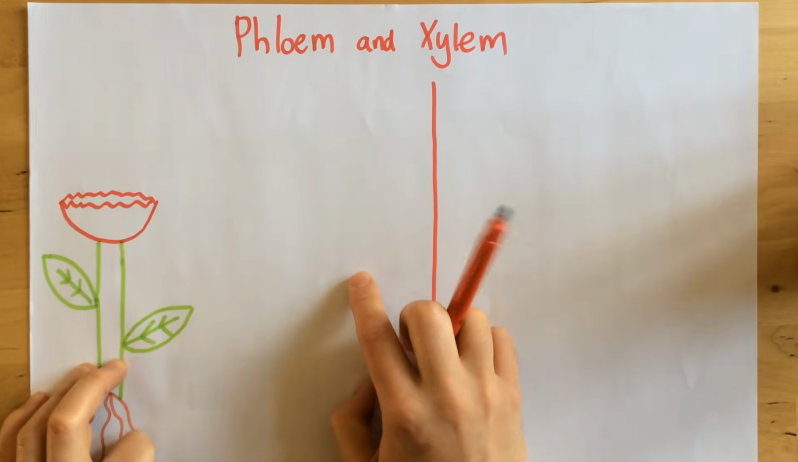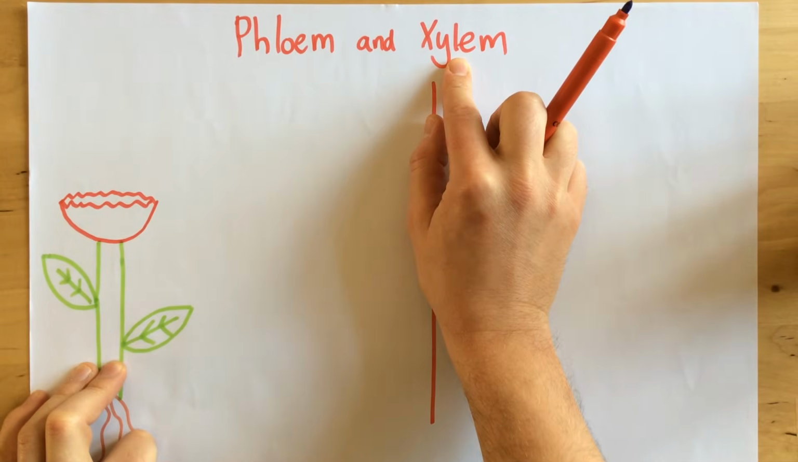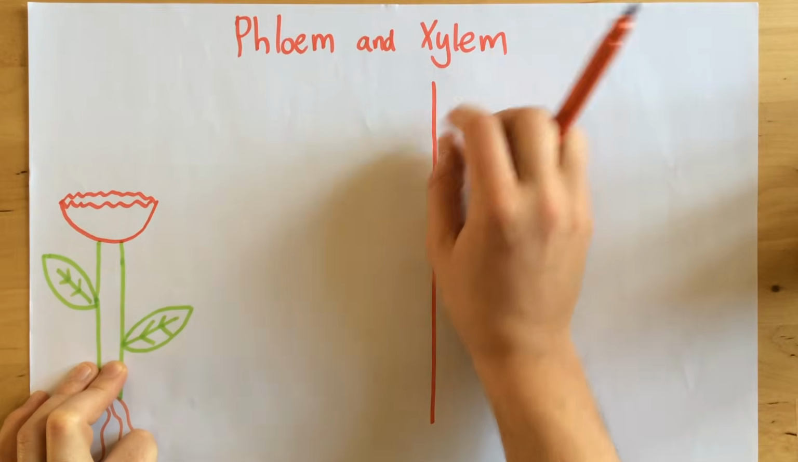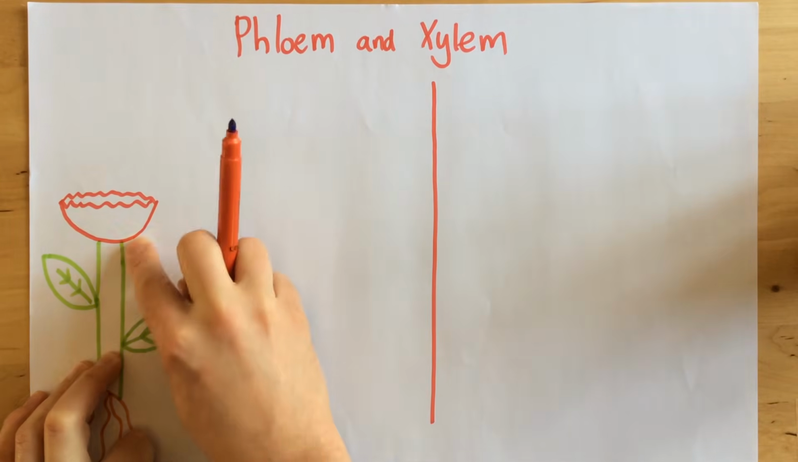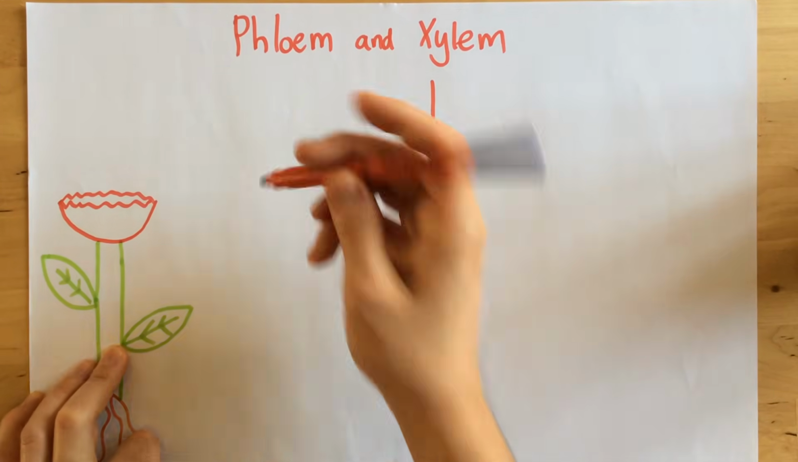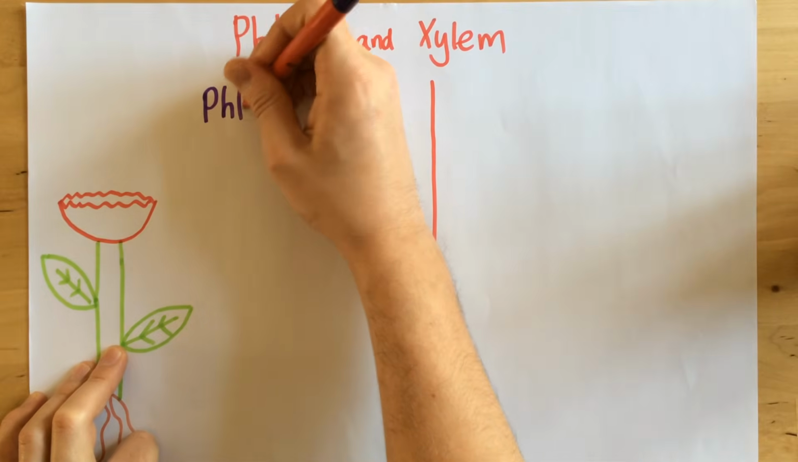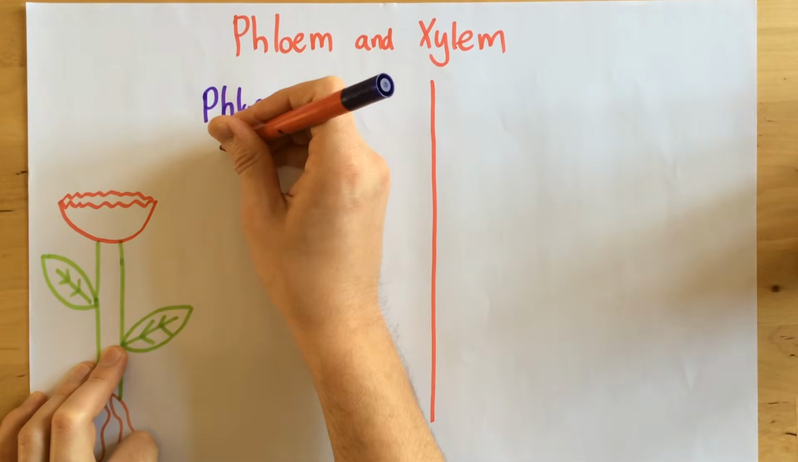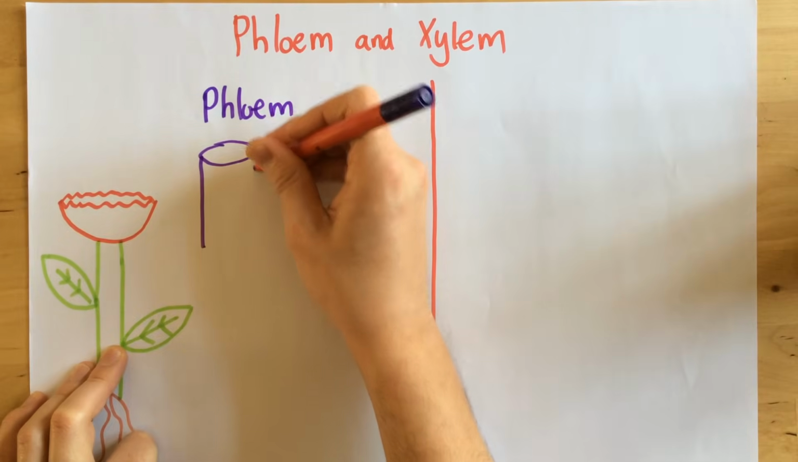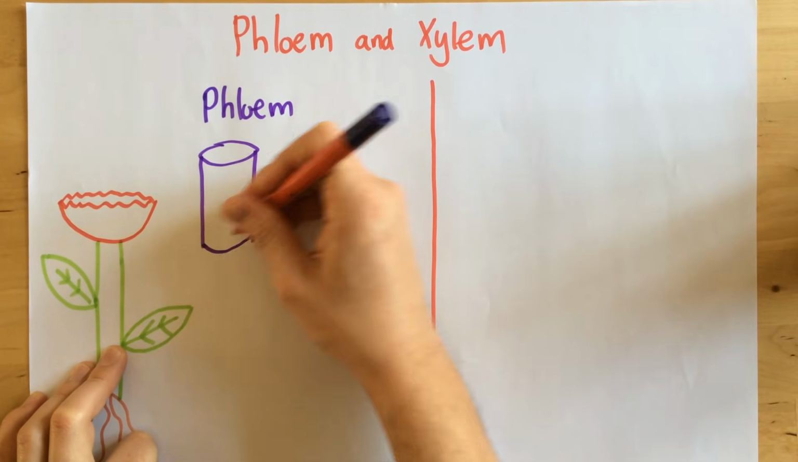Okay, today I'm going to talk to you about phloem and xylem. So phloem and xylem are just two different types of tube that transport substances throughout plants. So let's start off by looking at phloem. Now all I'm going to do here is draw a diagram of a phloem tube.